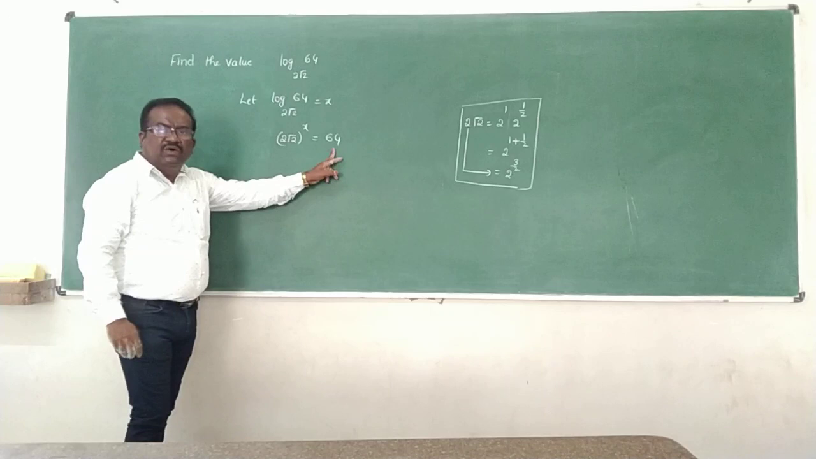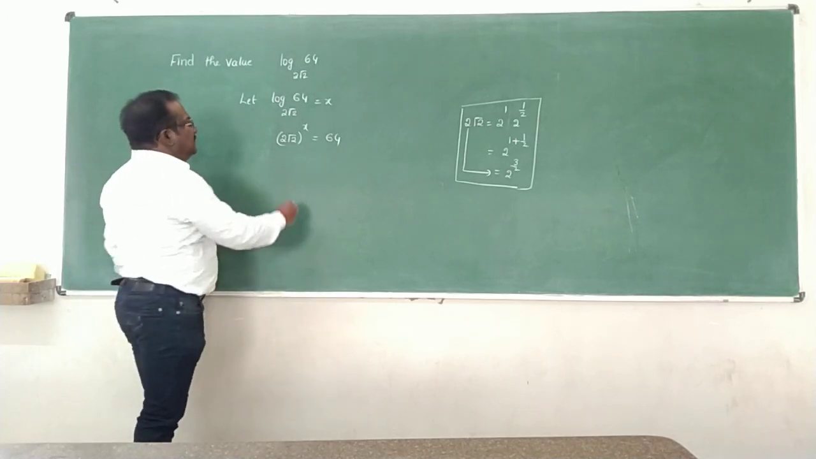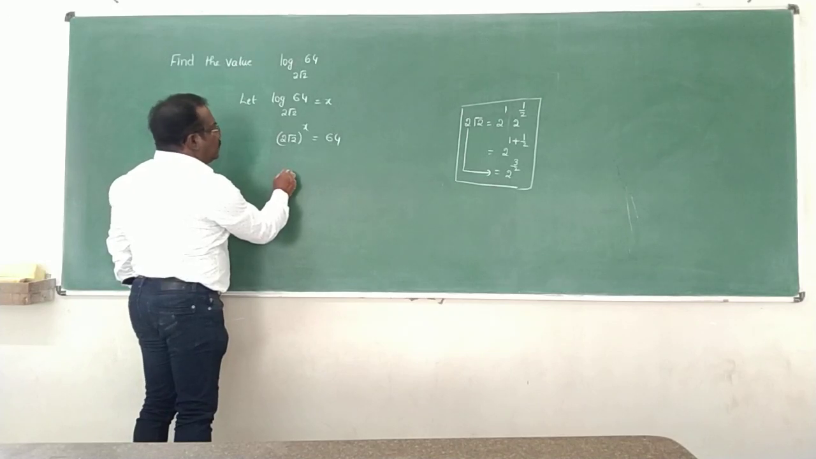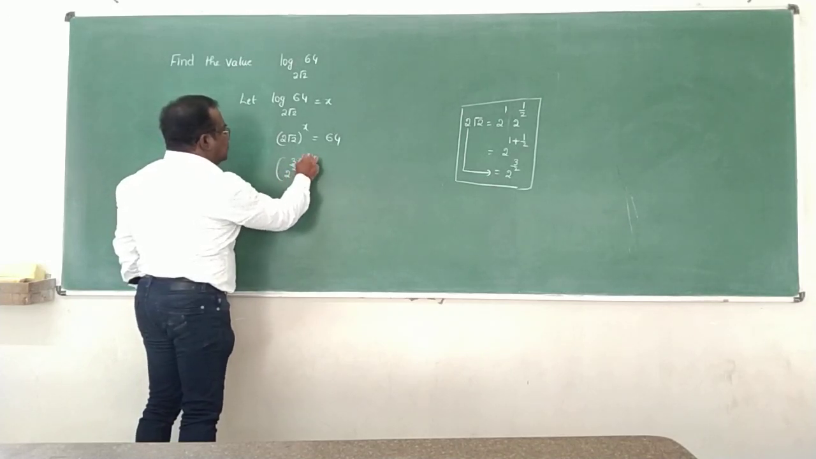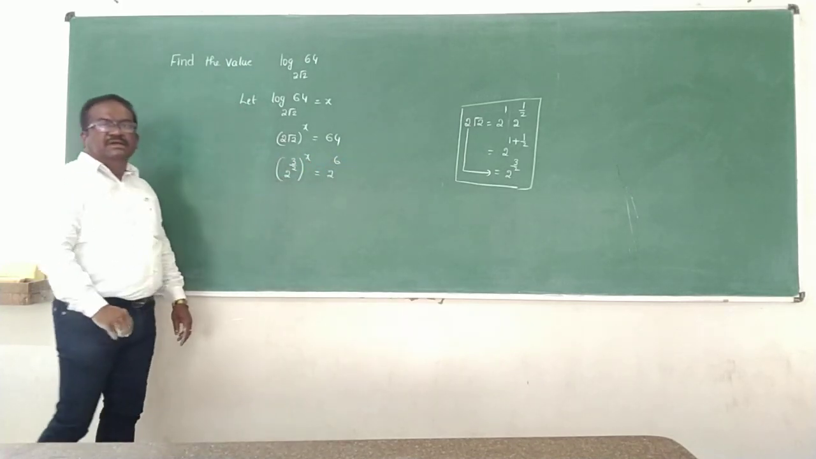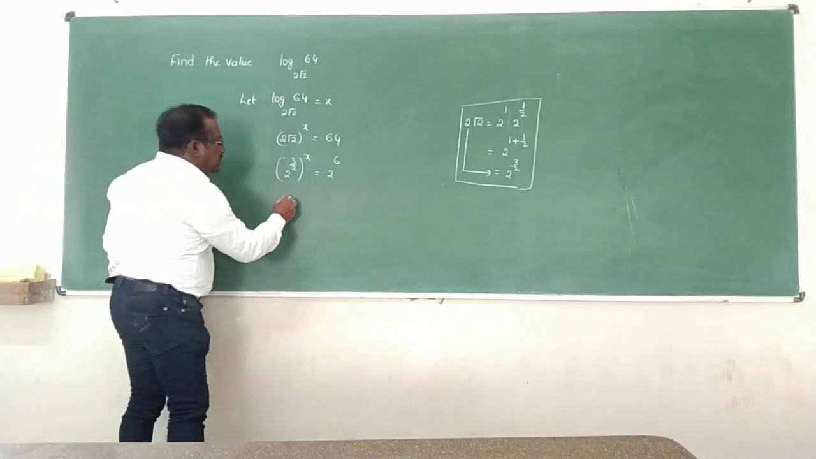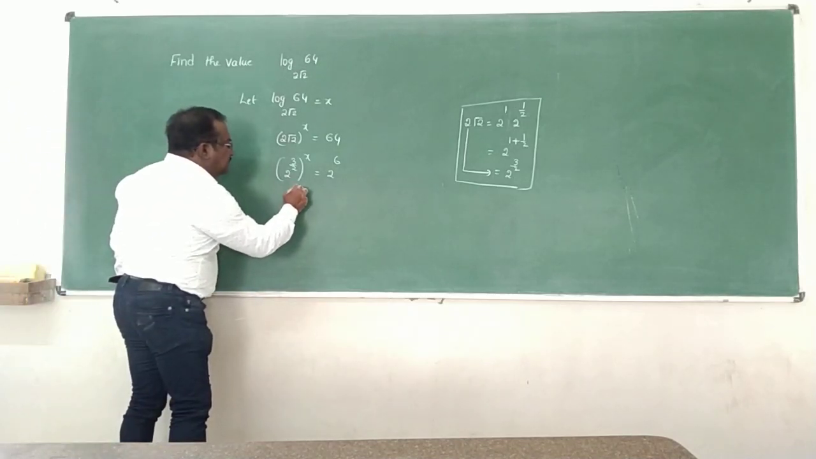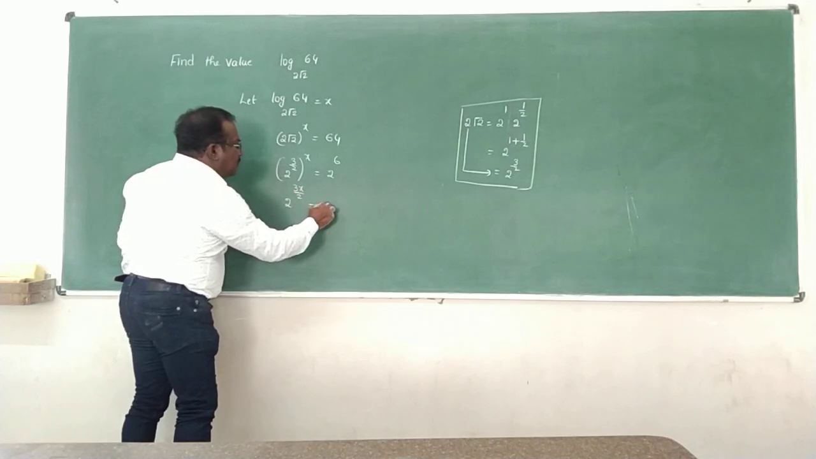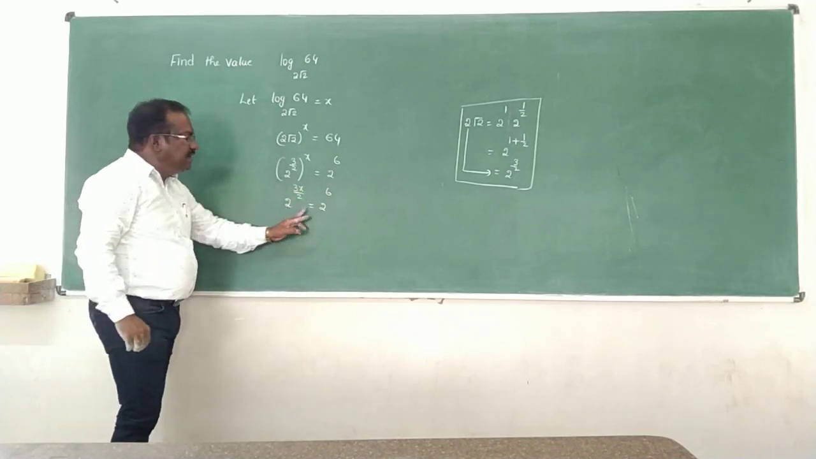Now next, 64. Can we write 64 as 2 power 6? Yes. So we write 2 power 3 by 2 whole power x is equal to 2 power 6, children. 2 power 6 is equal to 64. Now you can use the law of indices: 2 power 3x by 2 is equal to 2 power 6. Now both sides' bases are equal.